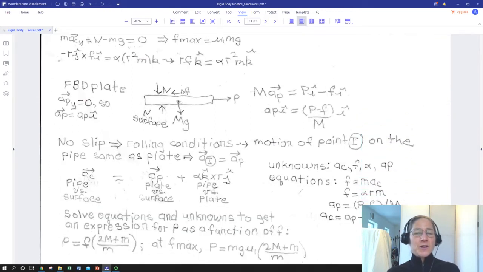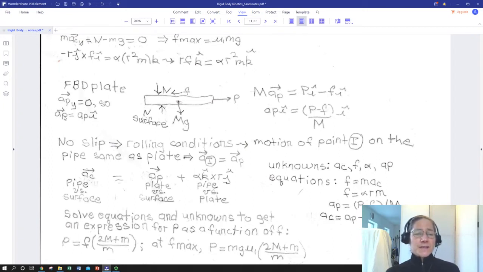Now we FBD the plate, which we absolutely have to do to get at our applied force. We've got P in the positive i hat direction and F in the negative i hat, and then we have the weight, the normal force of the surface, and the normal force coming down from the pipe, all acting in the y direction. The plate is not rising off the surface, it's not sinking into the surface, and so we know that the acceleration in the y is 0, and so those forces sum to 0. So we really don't have any important equations in the y direction.